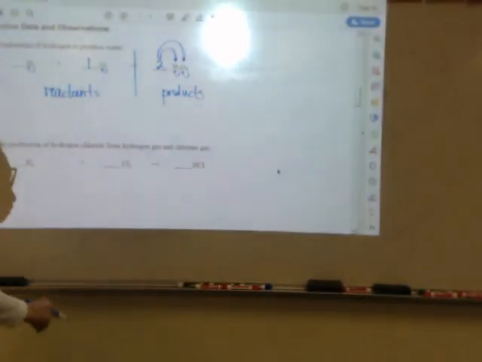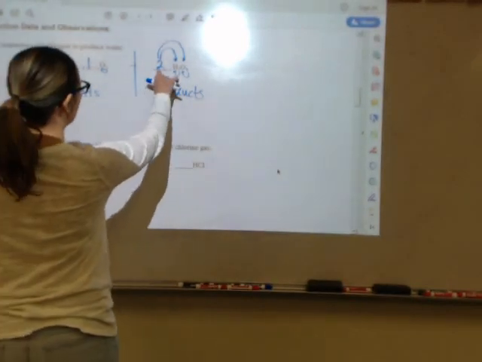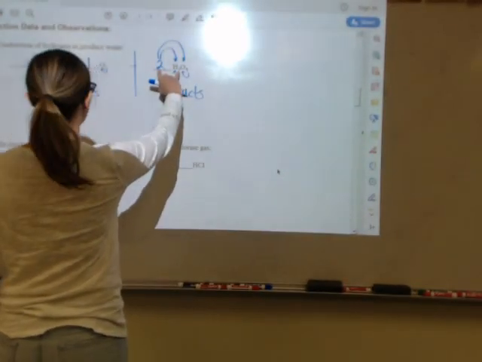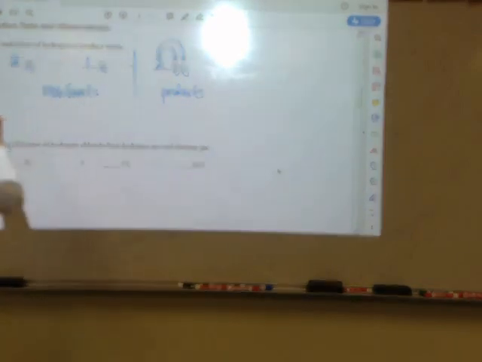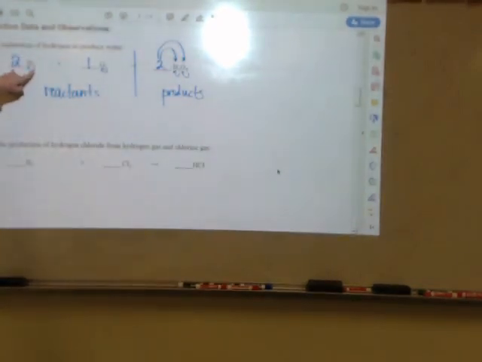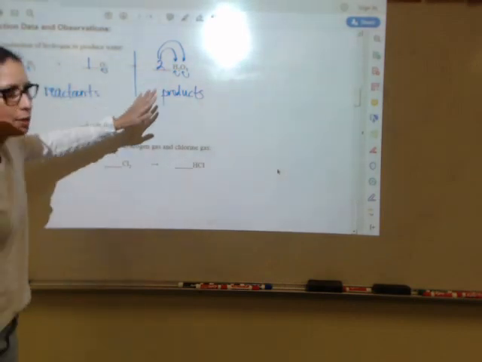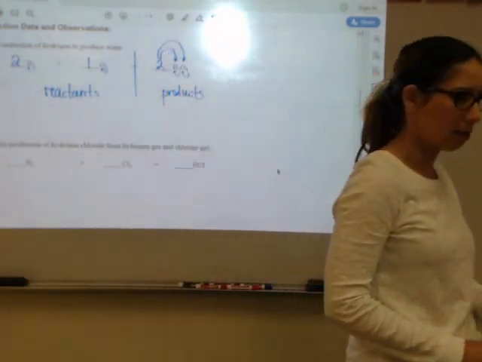I can put a 1 in front of O2. But now this 2 gets multiplied by the subscript 2 on the hydrogen to give me 4 hydrogen on the product side, which means I need a 2 in front of the H2 to multiply to give me 4 on the reactant side as well. My coefficients are 2, 1, 2, and I am now balanced.